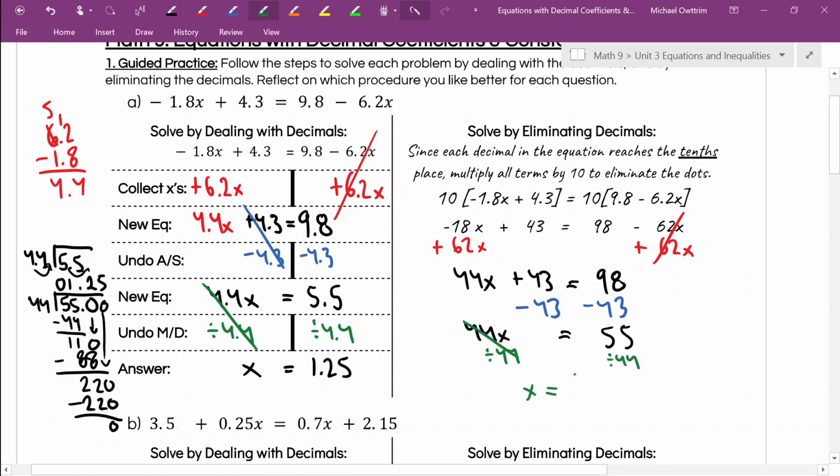That'll give us x equals 55 over 44. Now I'm going to go ahead and divide each of those by 11 to simplify this fraction. And that gives me 5 over 4, which is 1 1/4, which is my same 1.25.